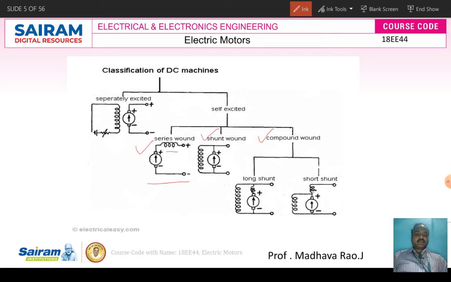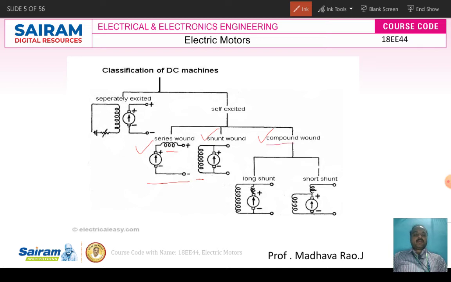Coming to the shunt wound DC motor, in the shunt wound DC motor the field winding is connected in parallel to the main supply. That's why this type of motor is called a shunt wound DC motor.